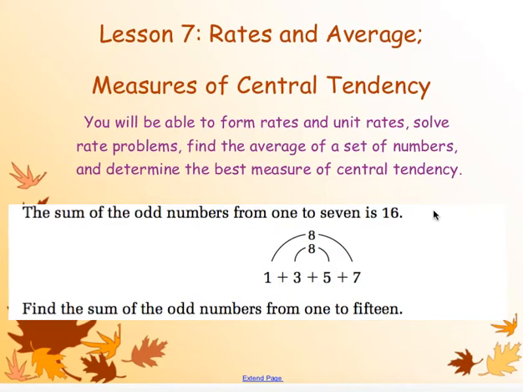Course 3, Lesson 7. This is all about rates and average, and then we're also going to look at measures of central tendency, things like mean, median, mode, and range. So your goal is to be able to form rates and unit rates, solve rate problems, find the average of a set of numbers, and determine which measure of central tendency works for a certain situation.